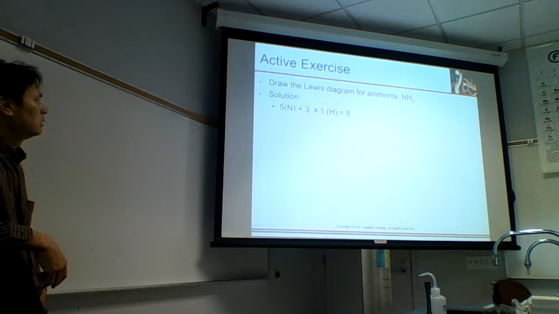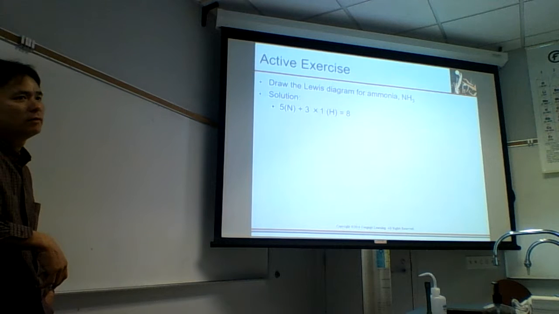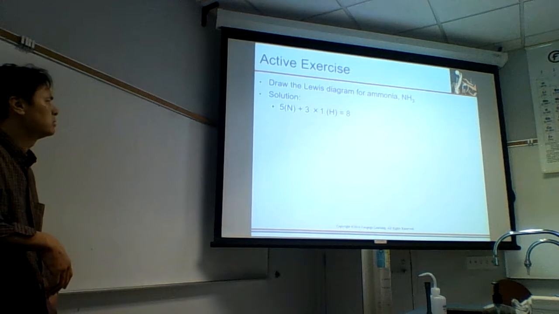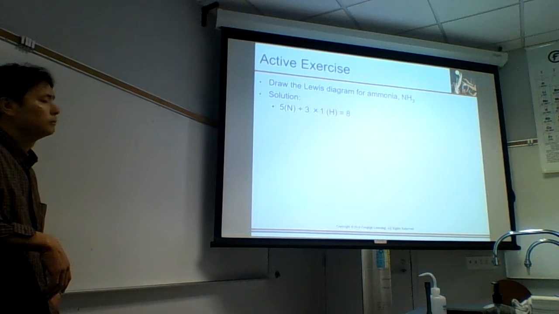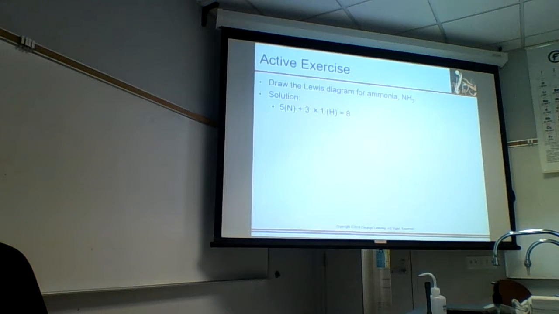Yeah, they're adding the valence electrons. So 5, that N just means that nitrogen has 5 valence electrons. So really it's just 5 plus 3. The 3 comes from what? Yeah, hydrogen each has 1 valence electron, and we have 3 hydrogens, so it gives us a total of 8 valence electrons. And so we have 8 valence electrons to work with.